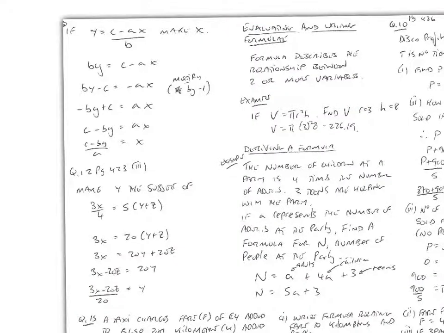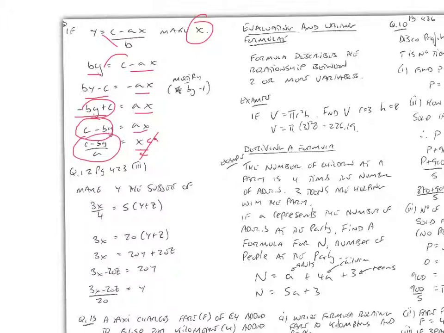If y equals (C minus AX) over B, make X the subject of the formula. Okay, so BY equals C minus AX. So BY minus C equals minus AX. If I multiply both sides by minus 1, I get minus BY plus C equals AX, because I want X to be positive. So that's better written as C minus BY, it's the same thing, just switch that over there, equals AX. So X is equal to, divide both sides by A, so AX over A, they'll cancel. X is equal to (C minus BY) over A.